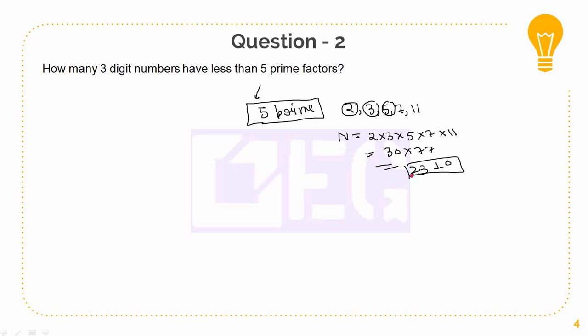All numbers less than 2310 will contain less than 5 prime factors. So this is a basic question of prime factors, you should have a sound knowledge of what a prime factor is. Prime factors, that means 2, 3, 5, 7 and 11.